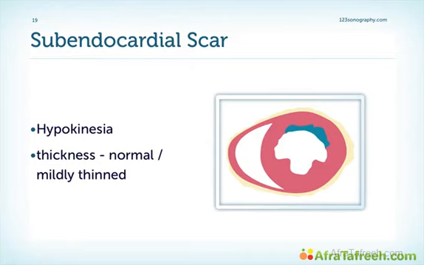The myocardial scar does not have to be transmural. Very often we only see subendocardial scar, as you can see in this example. In this case we still have residual contractile function, therefore the segment is not akinetic but only hypokinetic. The degree of dysfunction depends on how much scar tissue we have and how much residual myocardial function is still present. The thickness of the wall is usually normal or only mildly thinned.